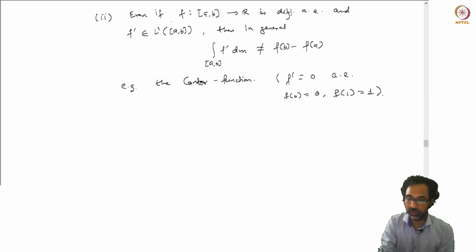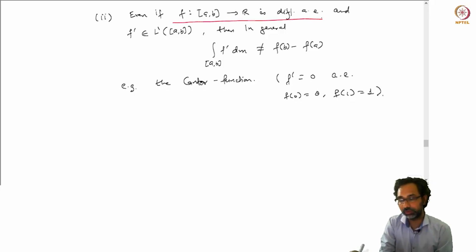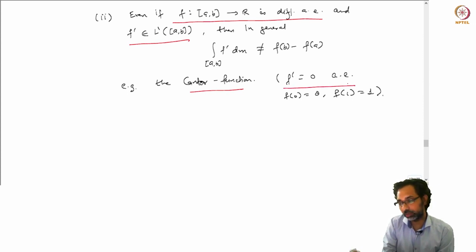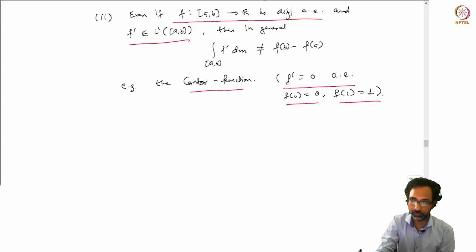So even if we have an almost everywhere differentiable function f, for which the derivative is in L1, even in that case it's not true that the Lebesgue integral of f prime gives you f(b) minus f(a). A counterexample is given by the Cantor function, defined using the Cantor set, and for this function the derivative is 0 almost everywhere because it's constant almost everywhere. So the derivative is 0 almost everywhere, but f(0) is 0 and f(1) is 1. So the left hand side is 0, but the right hand side is 1.